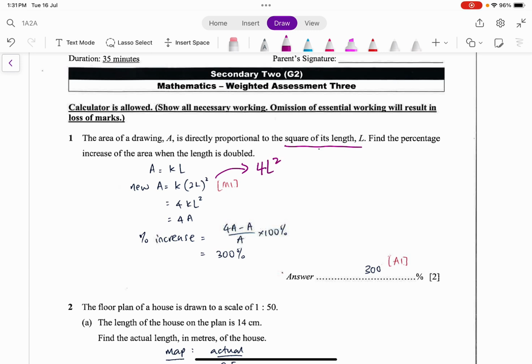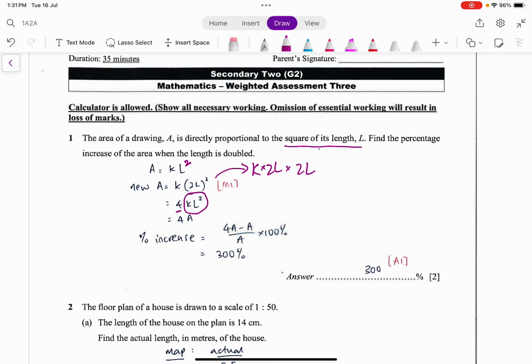Okay, and then there's a K in front. There's a K in front of the 2L times 2L. So you can rearrange, put the 4 in front, 4KL squared. Okay, I think there's a missing square here.